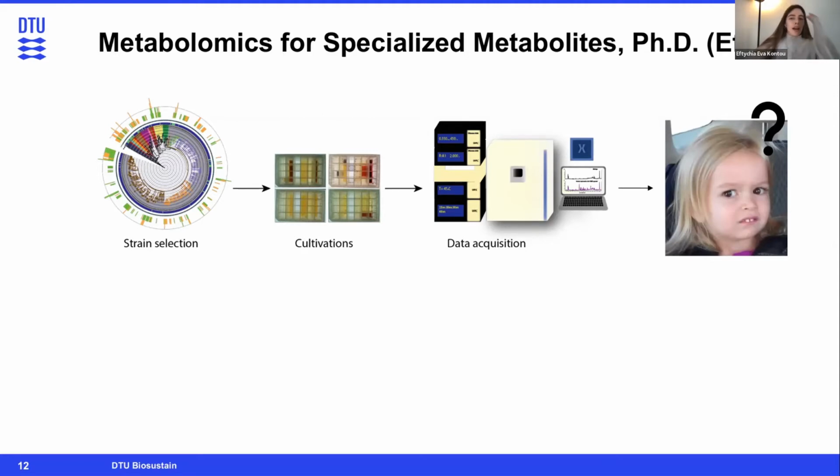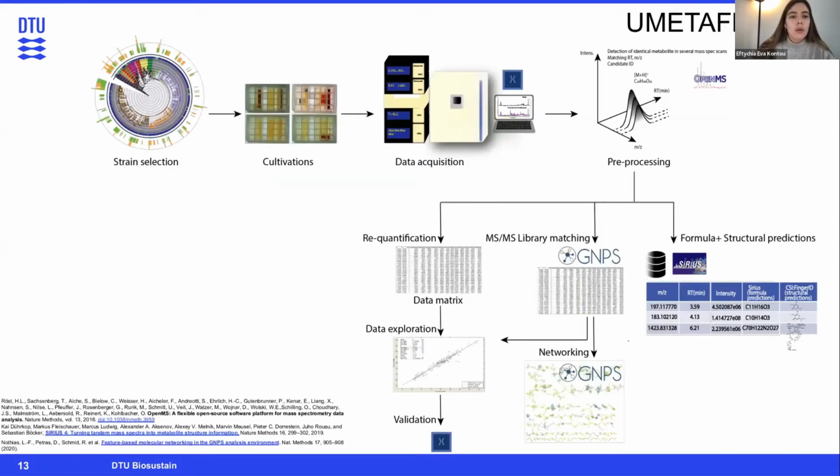So what I did so far, I selected a bunch of genomes from our strain collection. I cultivated them in a more high throughput manner. And then I ran them through our Thermo Orbitrap IDX instrument and finally ended up with 1,250 raw data files. And of course, the question next was what to do with all this data, because manual interpretation is impossible. So finally, I ended up building this workflow using OpenMS algorithms called Umetaflow. That's how I decided to call it.